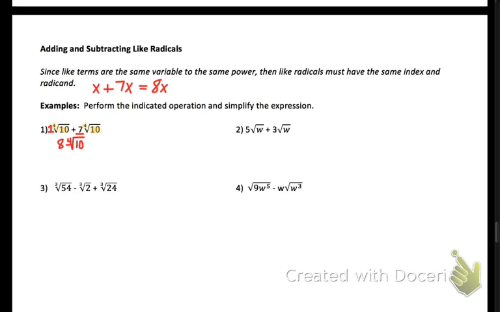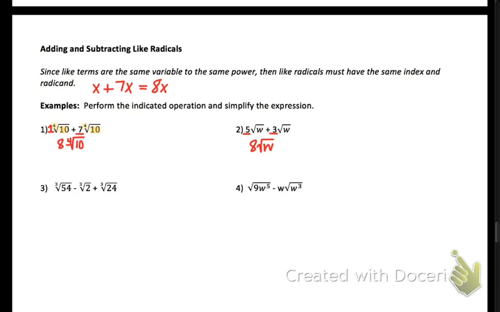And that's the end. So see if you can do number 2 in your head before you listen to me. So we have 5 square roots of w plus 3 square roots of w. That's going to give us 8 square roots of w.